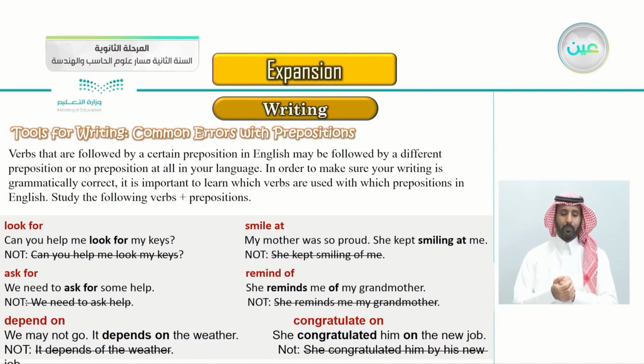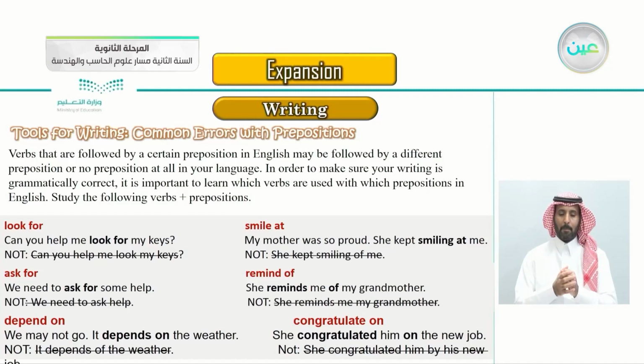Next here, depend on. We may not go. It depends on the weather. So the verb depend comes before the preposition on. We may not go. It depends on the weather. And not, it depends off the weather. So we say depend on, not depend off.